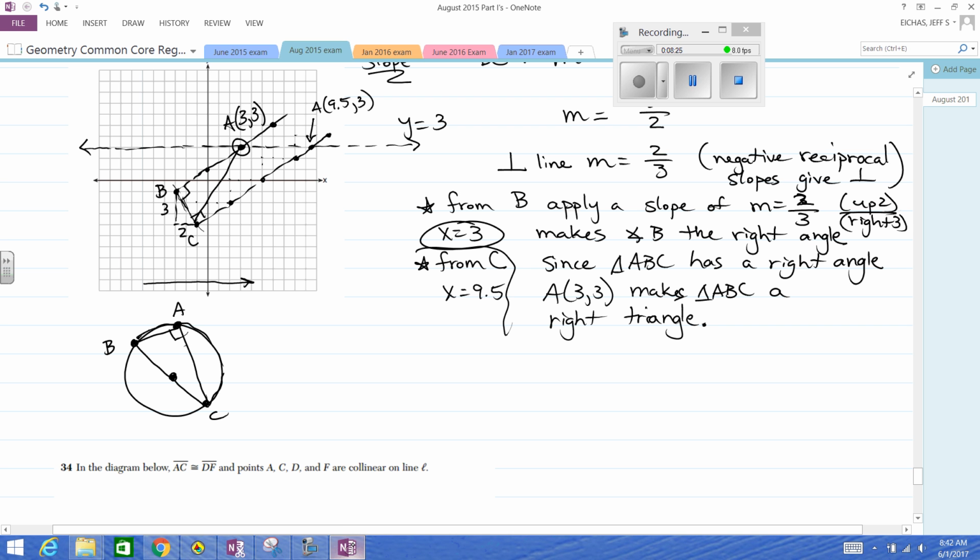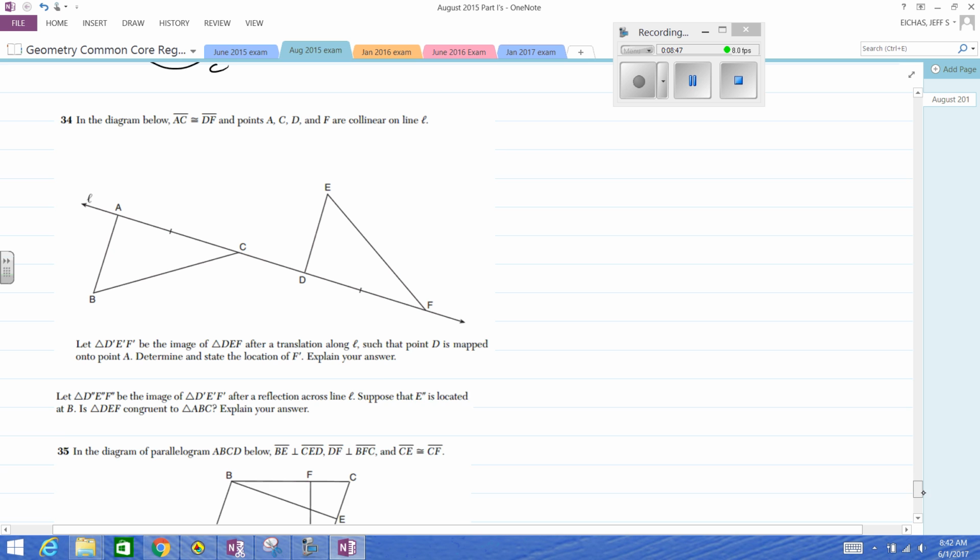And that's what's happening over here. If you found the middle of this and drew your circle, A would have to be somewhere on this circle, and it'll get nowhere near that line. So that's why A cannot be the right angle. Just an important thing to consider in case they do this problem again and give us another option.